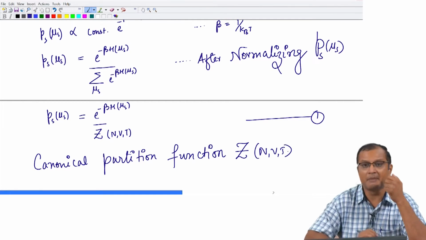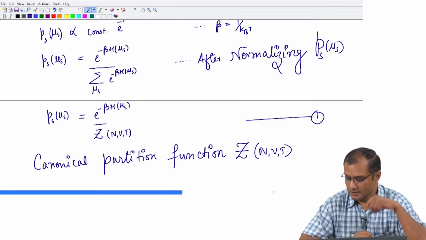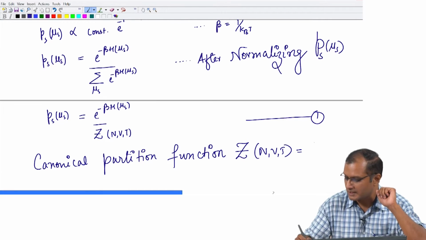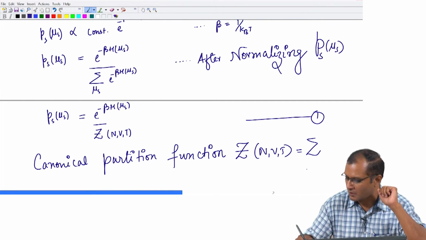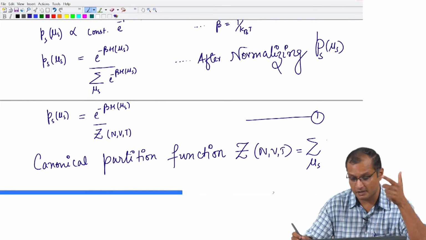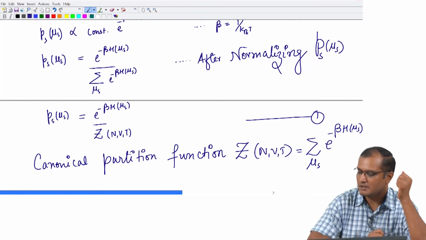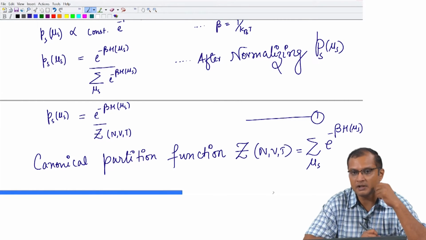Just to remind you that the macro state here is NVT. So, our partition function depends only on the macro state, and it is nothing but the summation over all the microstates of our system of this Boltzmann factor e raised to minus beta h mu s. This is the definition of the canonical partition function.